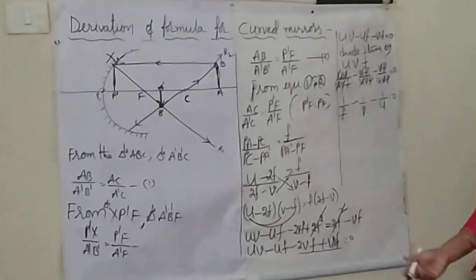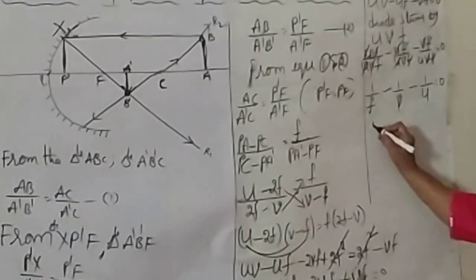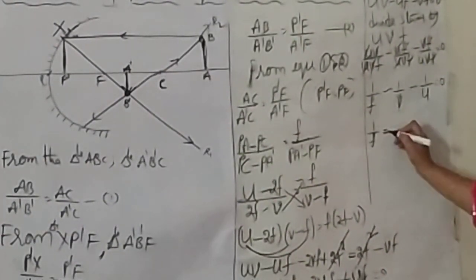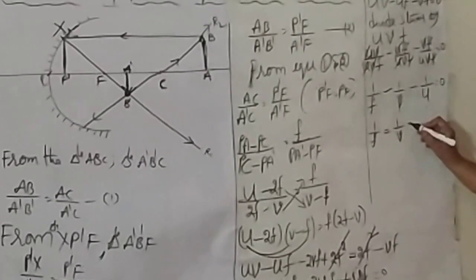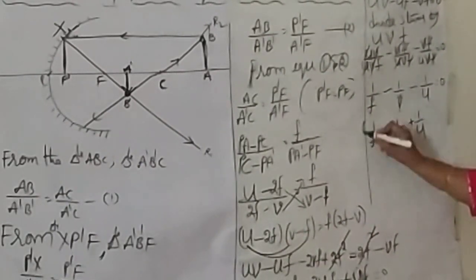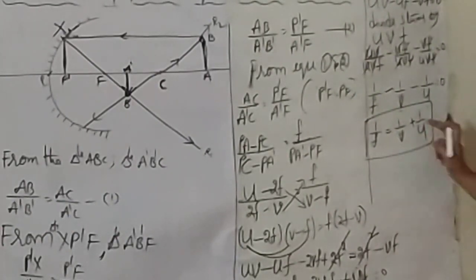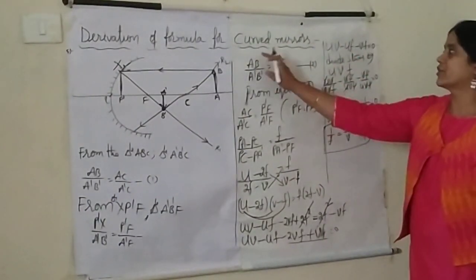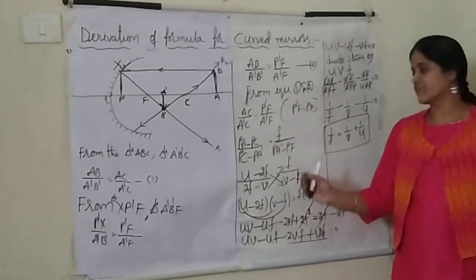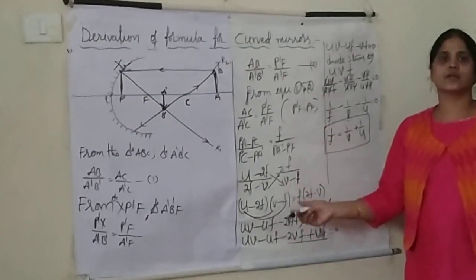So for our convenience, we will take this V and U to the right side. Then it becomes 1 by F is equal to, this term you take to the right side, then it becomes positive 1 by V. Next you take this, then it becomes positive 1 by U. So 1 by F is equal to 1 by V plus 1 by U is known as the mirror formula, or the formula for curved mirrors, and we will use it in simplifying problems, and it is important. I'll give the notes.